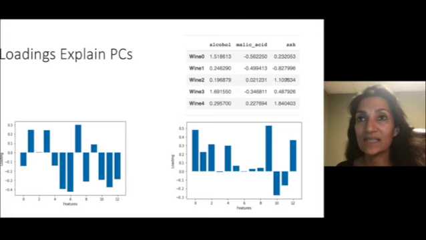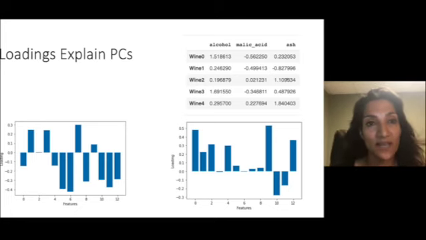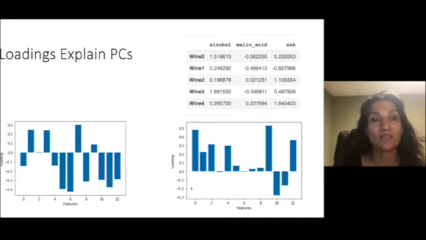Furthermore, PCA has the advantage that we can interpret these axes. We can look at how the original features are loaded onto these axes. These bar plots here show the loadings of the first principal component and the second principal component. We see, for example, that alcohol has a negative loading on PC1 and a positive loading on PC2. We also see that something like ash does not have much of a loading on PC1.